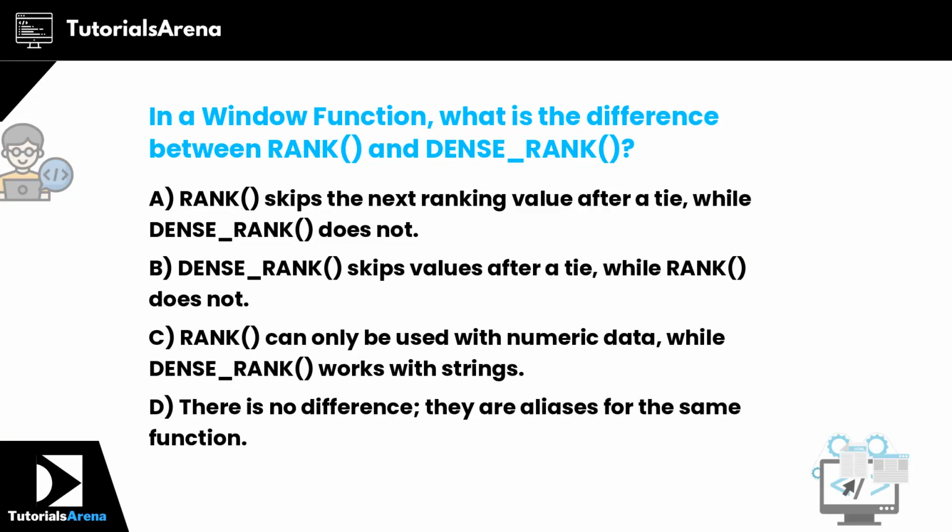In a window function, what is the difference between rank and dense_rank? The correct answer is option A. Rank skips the next ranking value after a tie, while dense_rank does not.